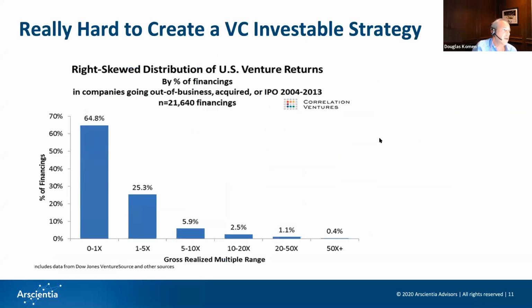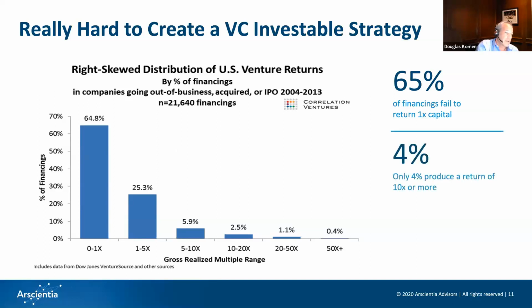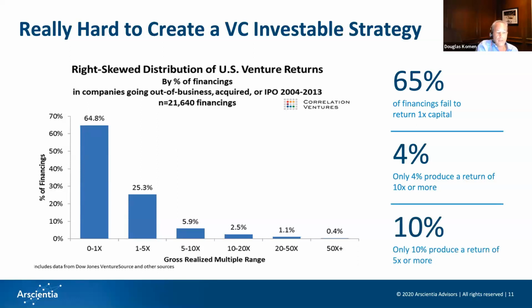This is just a distribution of where investments are falling in general in returns. It's pretty skewed, if you guys notice, where 65% return 0 to 1. 25%, 1 to 5. And in general, if you look at this, 65% of financings fail to even return just the 1x. Only 4% produce a return of 10x or more. And only 10% produce a return of 5x or more.